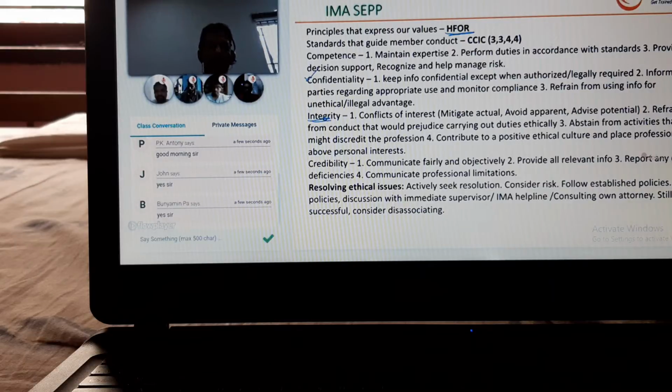Then when you come across any ethical issues, do not ignore, actively seek resolution, but before taking any action, consider the risks and threats you may face. Follow established policies if there are any. If no policies, then you may consider discussing with the immediate supervisor unless he is involved. If he is involved, the next level. If the issue is not resolved with the immediate supervisor, then with his knowledge go to the next level. The IMA helpline is another point you can consider. Consulting your own attorney is also another point you can consider. There is no order here. These are bullet points, right? If still not successful in resolving the issues, you should consider disassociating from the organization.